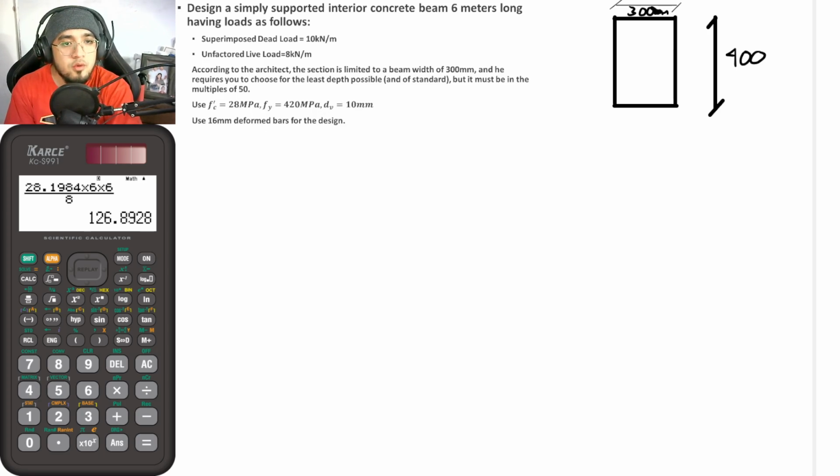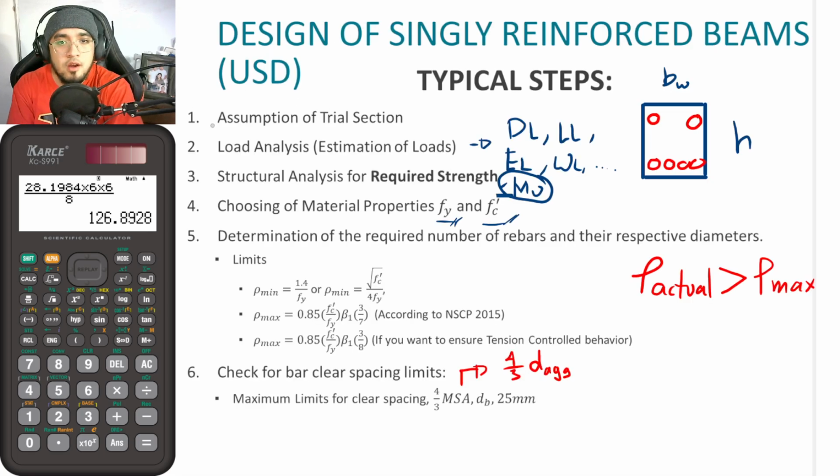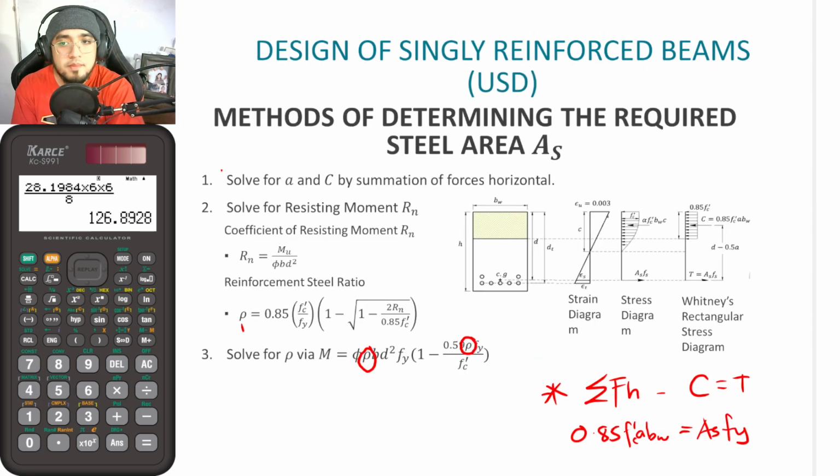So if we are now to look at our typical steps here, we have already finished all of this. So we already have our trial section. The load analysis, we have already done that. And for structural analysis for required strength, that is what we did seconds ago when you have solved for the maximum moment. For number 4, this is actually given already. Okay, so for number 5, we will now be solving for the required number of rebars.